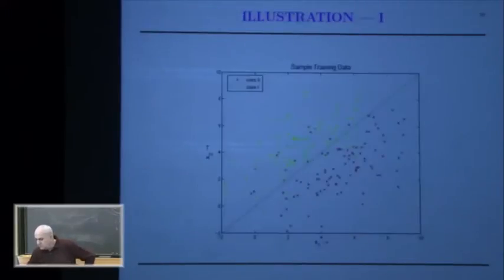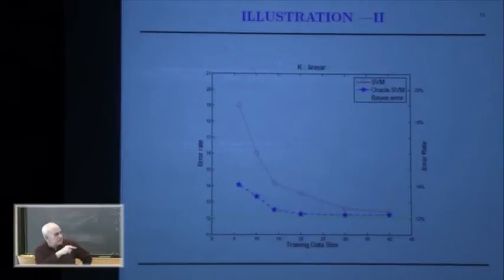But it's unrealistic. This is an example of the problem. You can see red is just SVM, which converges to the Bayesian solution. And blue is SVM plus, as we call it, the Oracle SVM, if you give it the slacks. It converges to the same solution, but much, much faster.